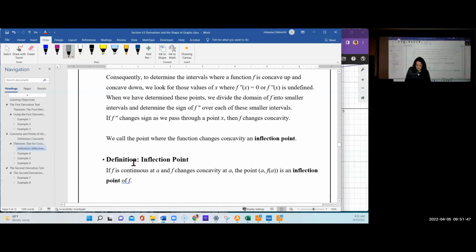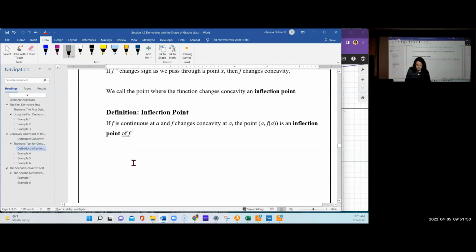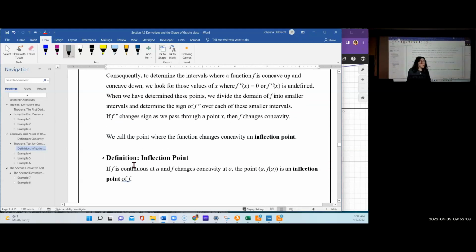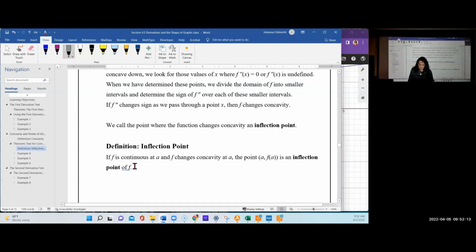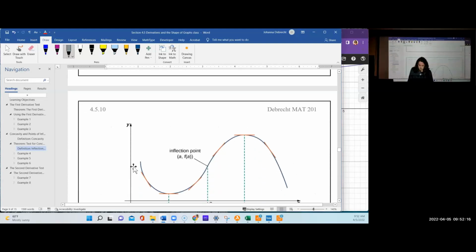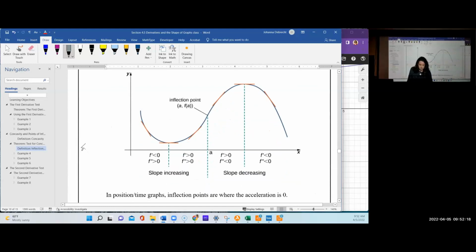So when we're looking at those values, those are called the inflection points. If we have a function that is continuous at a point and it changes concavity there, then that point is called an inflection point. And that has to occur where either the second derivative is equal to 0 or the second derivative is undefined. Critical values of the first derivative. Okay. And we will be doing the same thing as we did the first time. Okay, so let's take a look at all this information that we have on here.